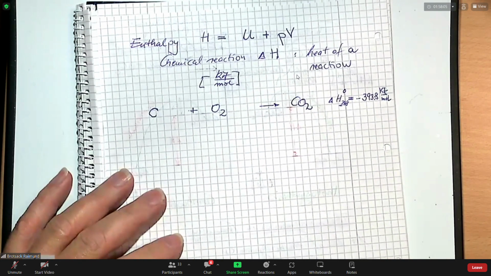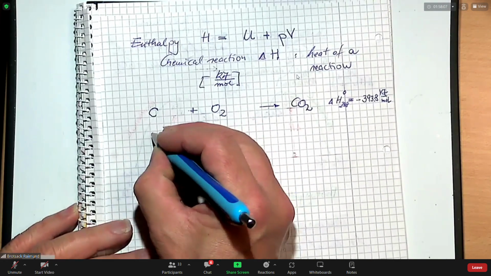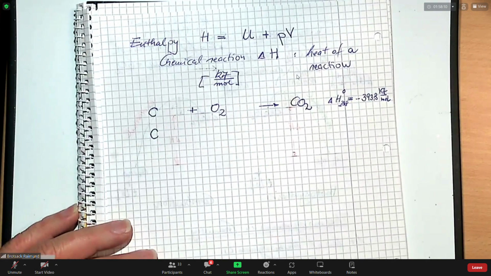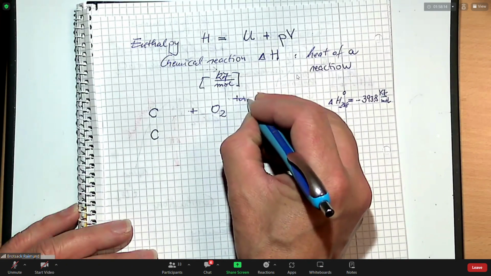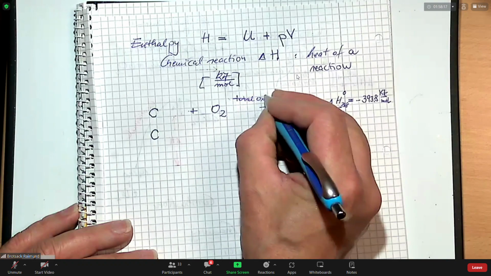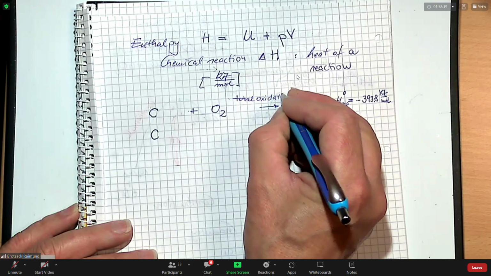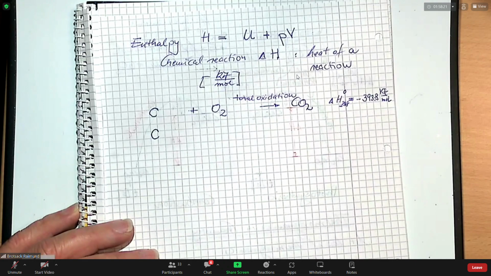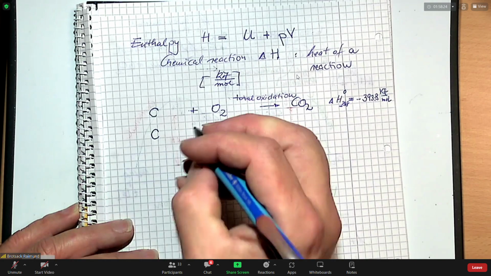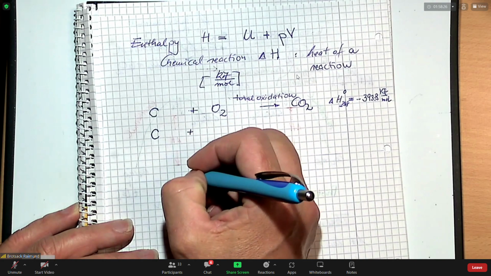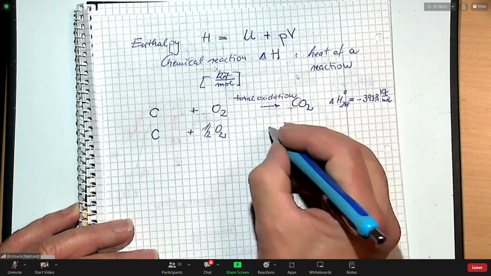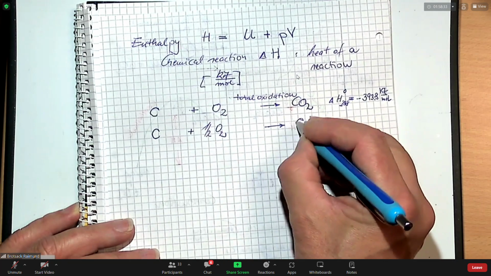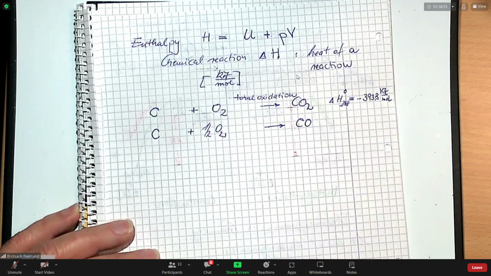Now I say, okay, another option is not total oxidation. This is total oxidation, the total oxidation of carbon. We produce CO2. Now I say there is another opportunity, just a partial oxidation, and the product now is carbon monoxide. That's a partial oxidation.